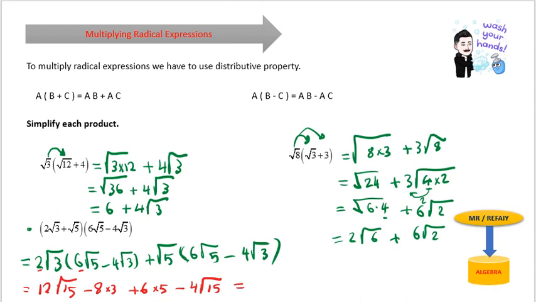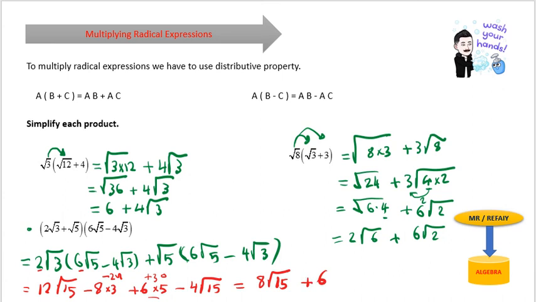Now 12 root 15 minus 4 root 15 will be 8 root 15, and here negative 8 times 3 will be negative 24, so this is negative 24, and here 6 times 5 will be positive 30, so negative 24 plus 30 will be plus 6, and this is the last answer, and this is the simplest form of it.